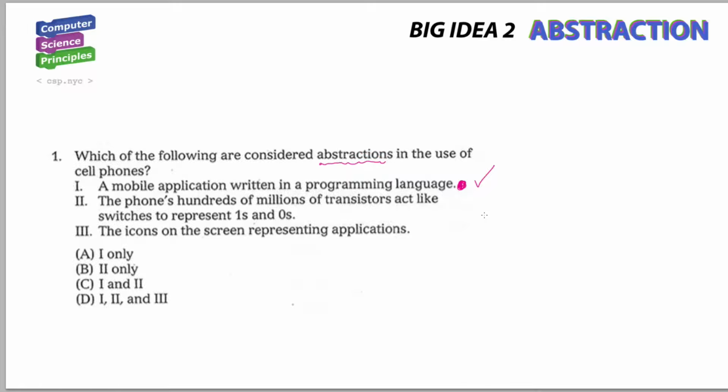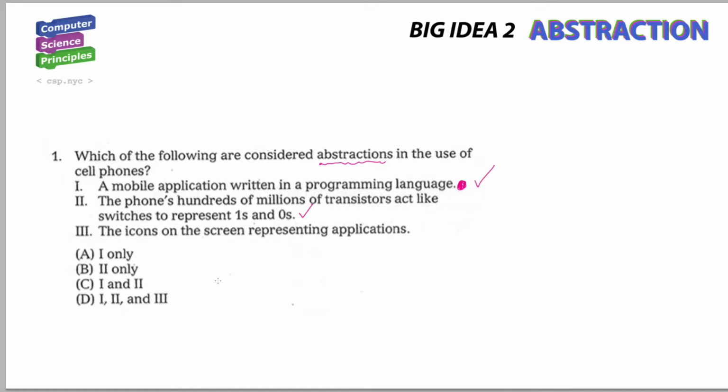Next, number 2, the phone's hundreds of millions of transistors act like switches to represent ones and zeros. Well, ones and zeros are the bits, the data that's being transmitted at the most basic level through the phone. So physically, this is a type of abstraction. Those physical transistors are acting like switches. So therefore that is an abstraction.